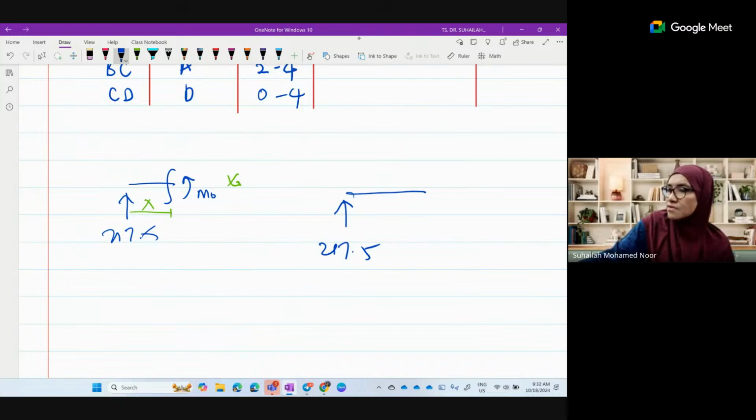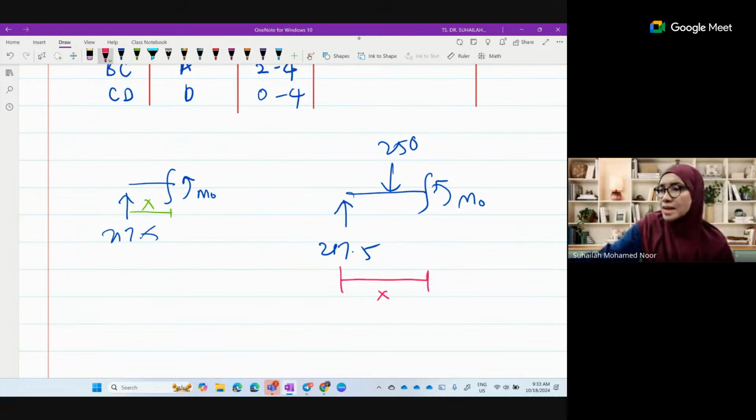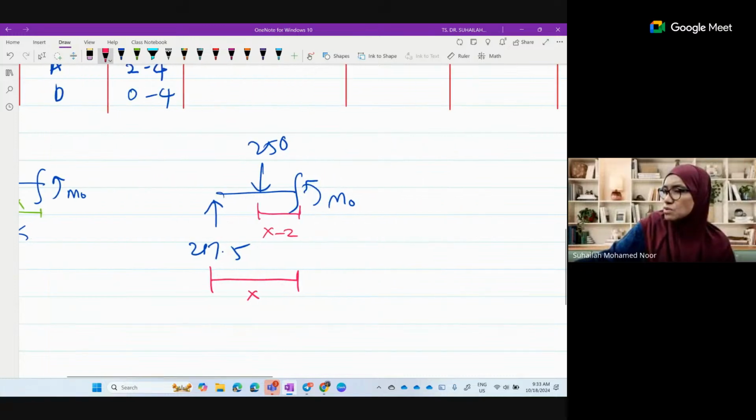217.5. There's a point load here, 250. Then cutting section, right? So this is M naught. Okay, so we chose origin at A earlier. Origin at A means from here to the end is X, right? And the distance from here to here is X minus 2.